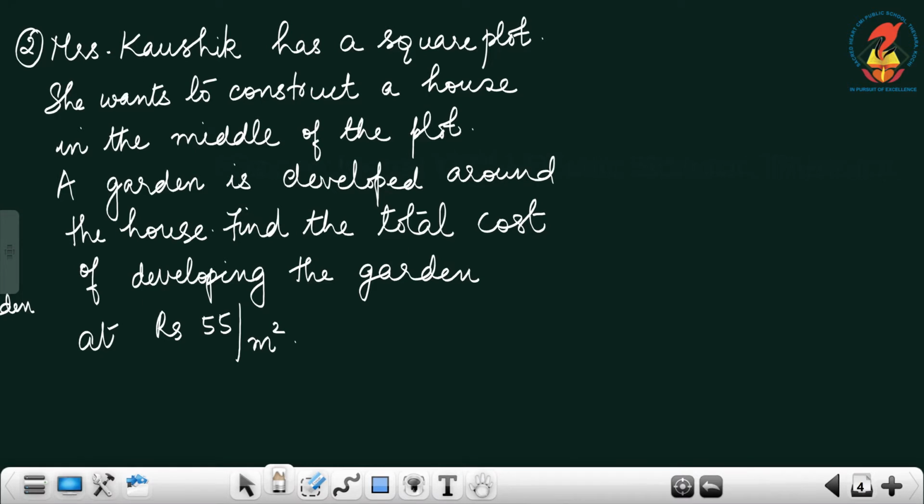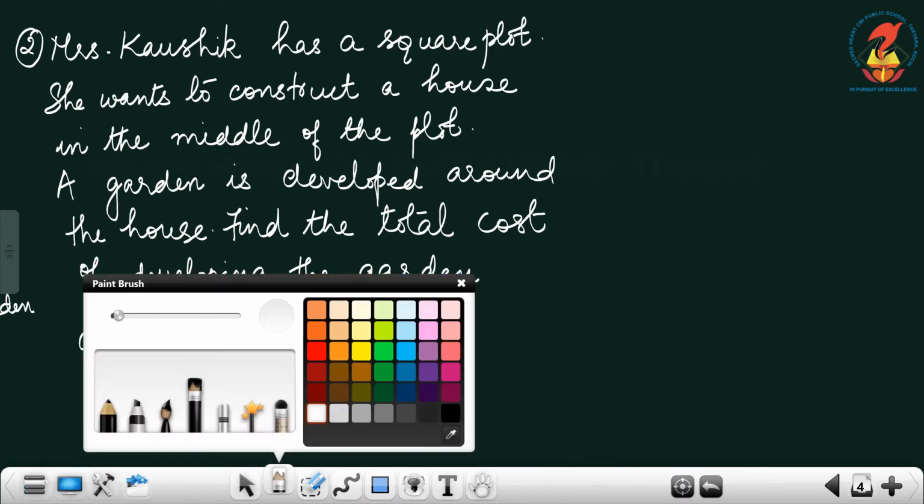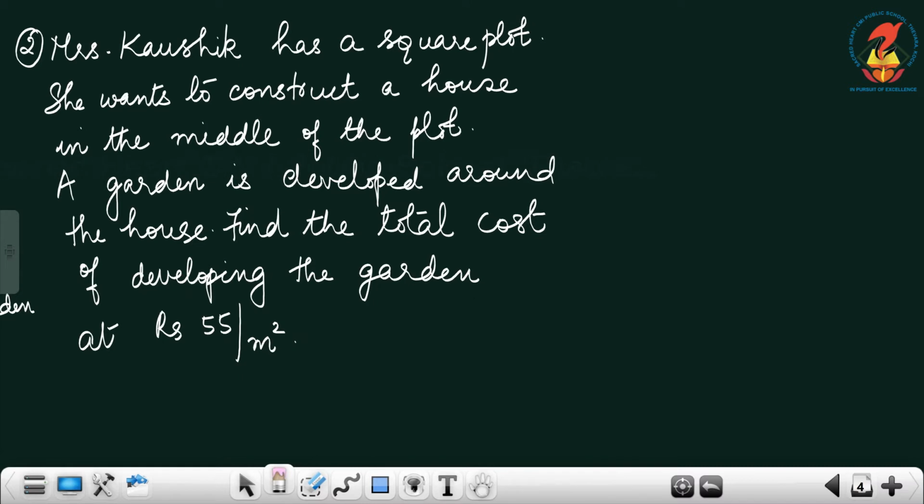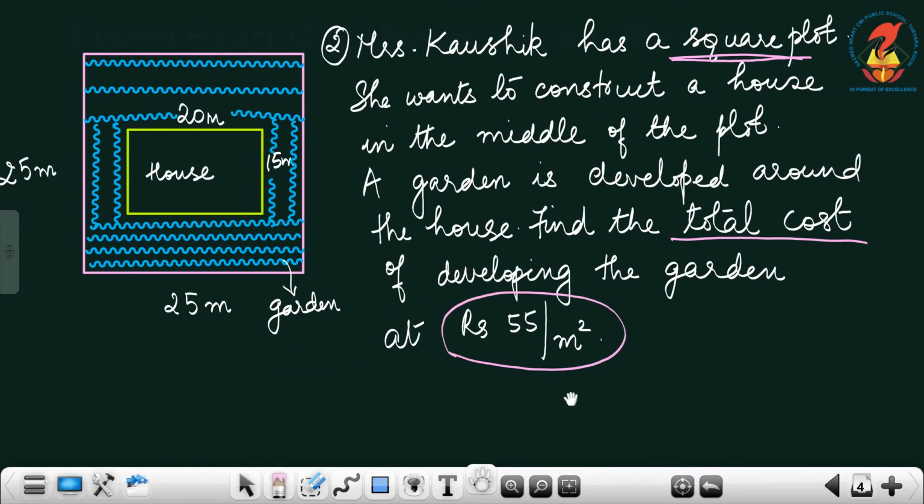Our next question. Mrs. Kaushik has a square plot. When you read the question, children, just underline the geometrical figures name and all. Mrs. Kaushik has a square plot. She wants to construct a house in the middle of the plot as given in the figure. A garden is developed around the house. Find the total cost of developing the garden at the rate of ₹55 per meter square. There is a picture also given.